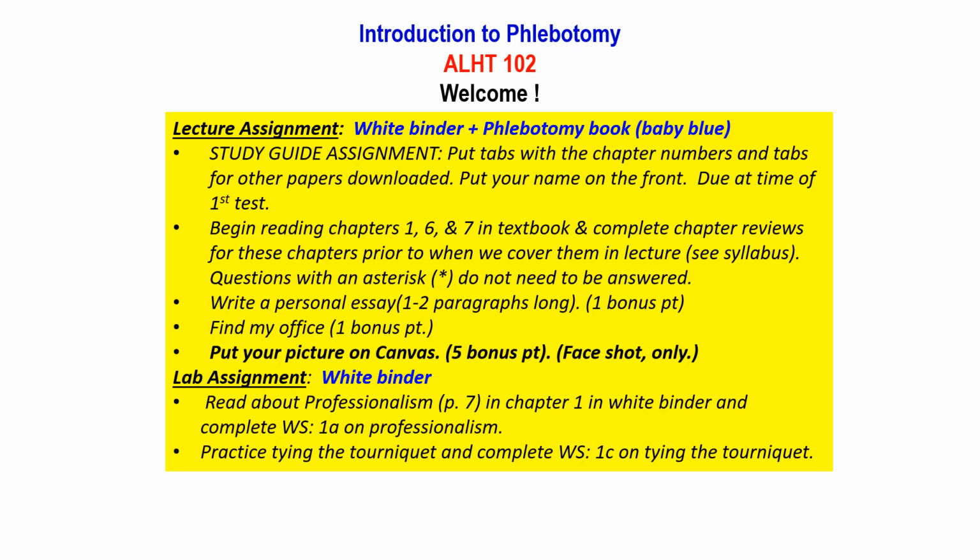Now, whether I'm in that office or not, what you're going to do to get this bonus point is write your first and last name and Allied Health 102 on a scrap of paper, a sticky note, I don't care, and you're either going to hand it to me or you're going to slide it under my door. And when I find it, you will get your 1 bonus point for finding my office.